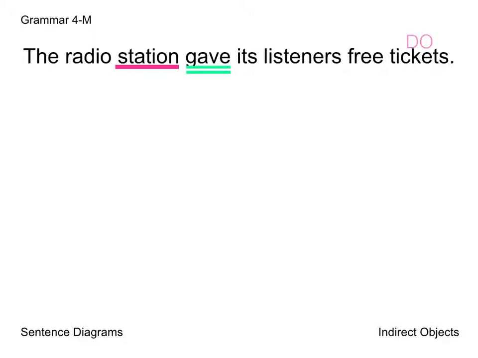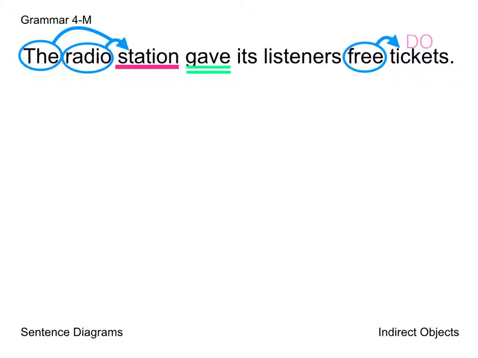Now let's go ahead and identify the other parts that are easy for us to identify, which are going to be the adjectives. So radio is describing station, the is also describing station, the radio station. And then after that, we have free describing tickets. So now all we have left to identify is its listeners. So the radio station gave its listeners free tickets. The radio station gave to its listeners free tickets.